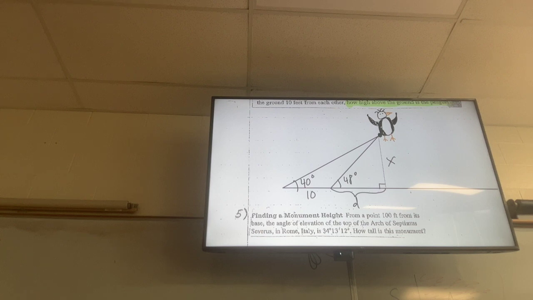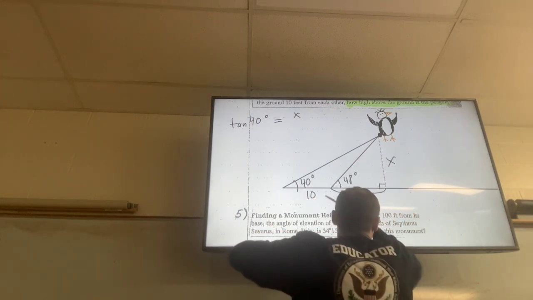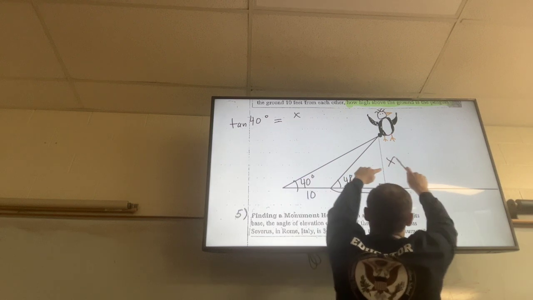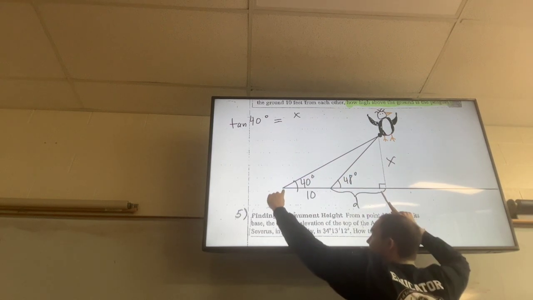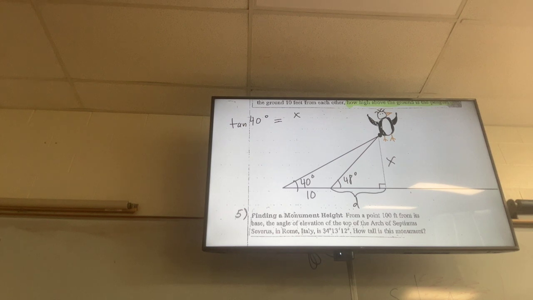So tangent of 40 degrees is going to give me what? What side is opposite 40 degrees? X, okay? We might have trouble seeing that. I actually have two right triangles here. I have a big one, and then I have a smaller one nested inside the big one. I think students have trouble seeing that. Looking at this big right triangle, I can take the tangent of 40 degrees, and that'll give me X over what? What's the adjacent side? 10 plus D, okay? So tangent of 40 degrees is going to be X over 10 plus D. Okay? What's tangent of 48 degrees going to give me?